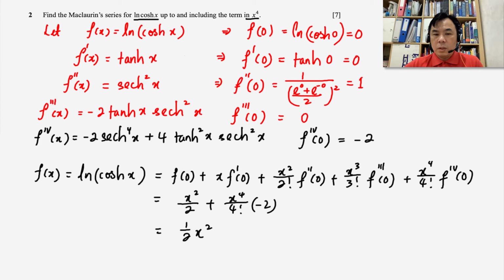This is definitely negative, -12 x to the power 4. And then there you have it. That is our Maclaurin series for this function, ln of hyperbolic cosine x. I hope that is clear. We're going to move on to the third question shortly.